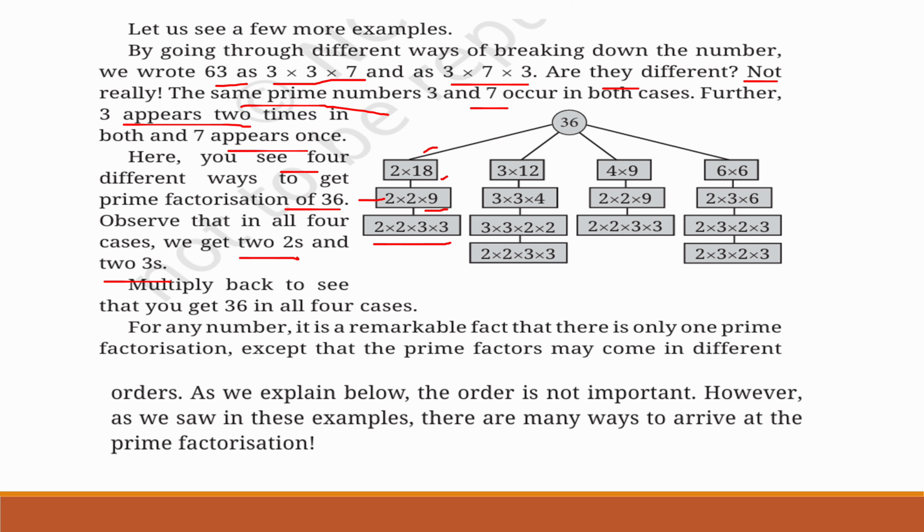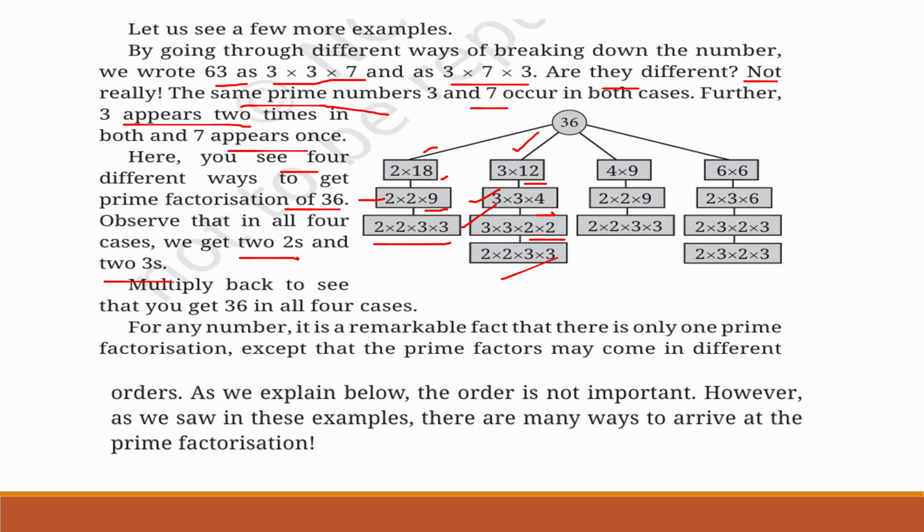Then, we will see the next case. 36 is equal to 3 into 12. 12 is a composite number, so 12 can be changed to 3 into 4. So, here it becomes 3 into 3 into 4. Then, again, 4 is a composite number, so we can write 4 as 2 into 2. So 3 into 3 into 2 into 2. See here, all factors are prime factors, so we can stop here. You just rewrite like this, 2 into 2 into 3 into 3, just for convenience.